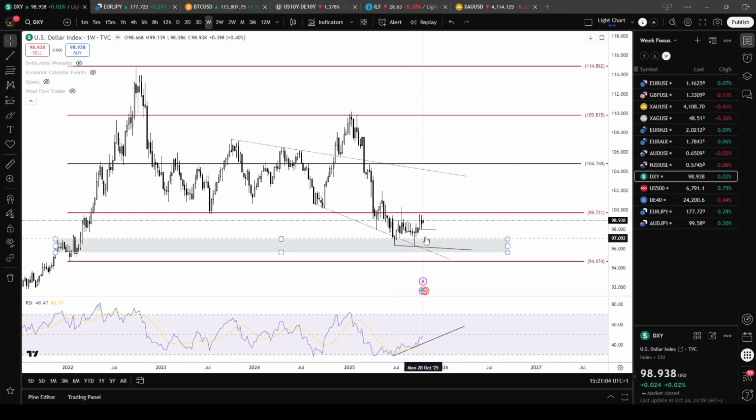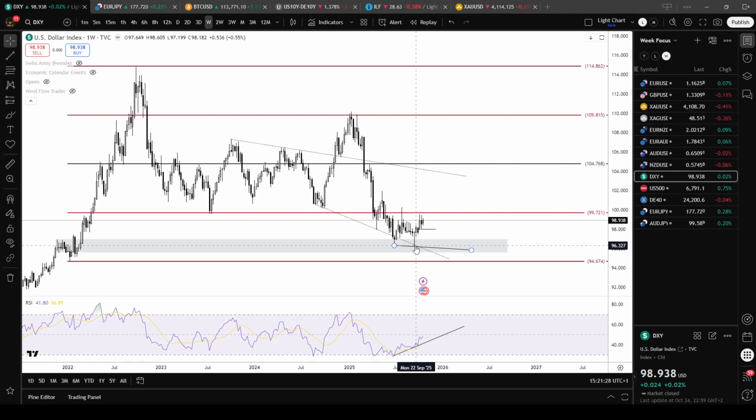And given the whole context of where it happened, how it happened, and what the RSI is showing, I think this low on the dollar should hold for quite a while. So what that means is that I am bullish dollar on the medium term.